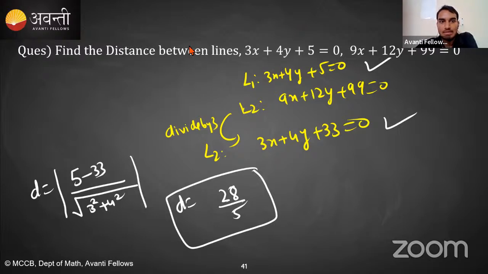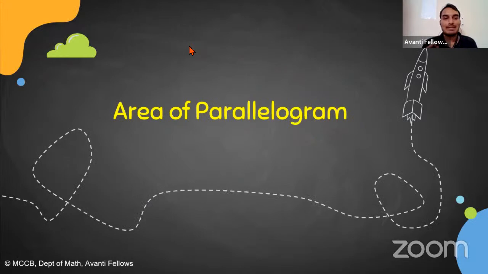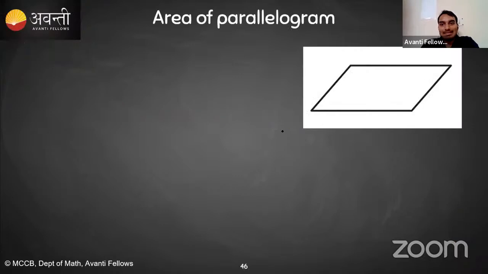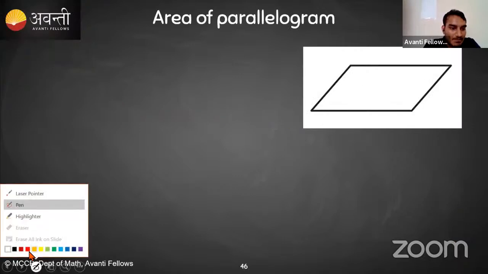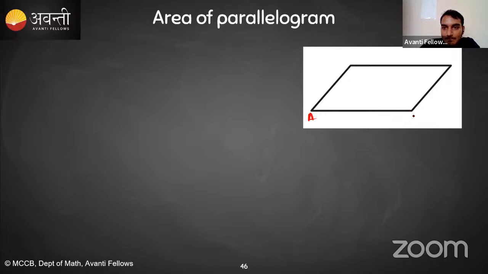Chalo, if it is clear, students, now let's see the area of parallelogram. Let's say this is a parallelogram, clearly this is ABCD. Let's write this line as y = m1x + c1, right? Some slope. Since AB and CD are parallel, the other line is y = m1x + c2. Because the two lines are parallel, the slope will be the same.